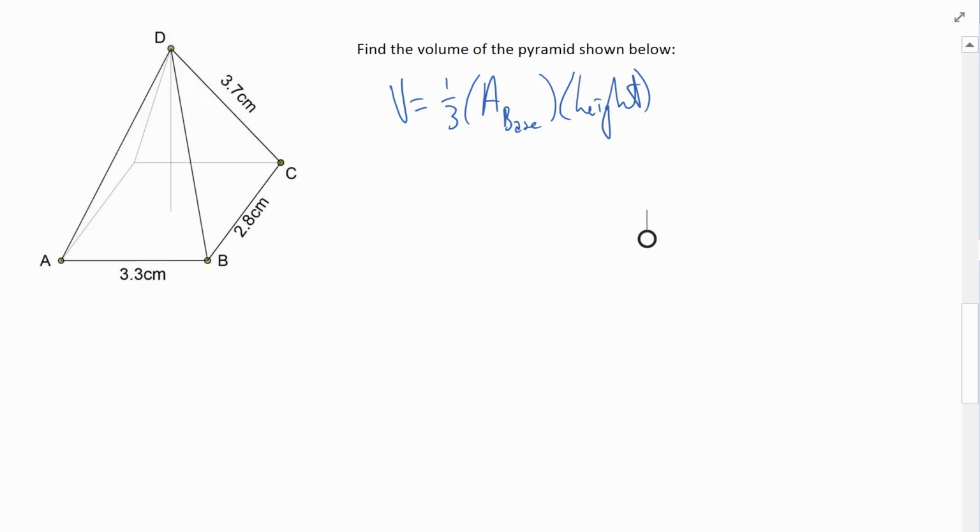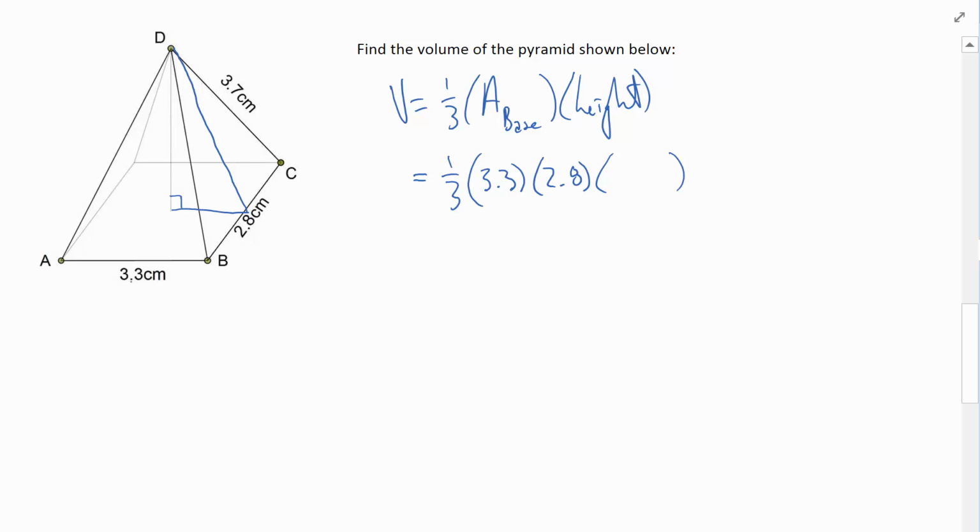So we can easily get 1/3, the area of the base. Well, that's a rectangle, so that's going to be 3.3 times 2.8. And then we just need to put in the height, which we don't have here. Oh, well, we can just Pythag it and get the height, because of course it's just a right triangle in here, so we'll put that right angle there.